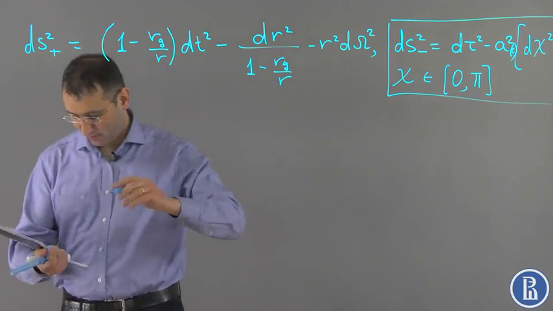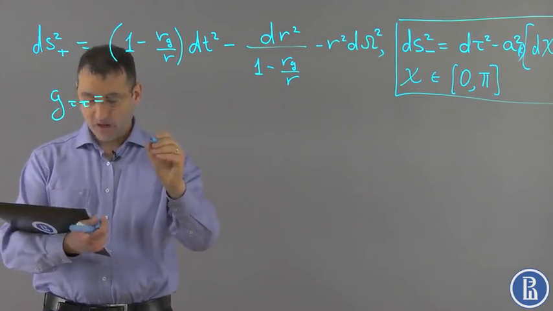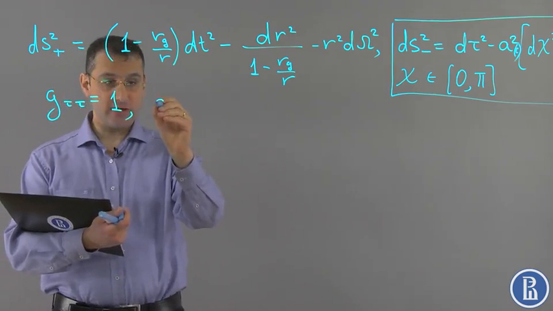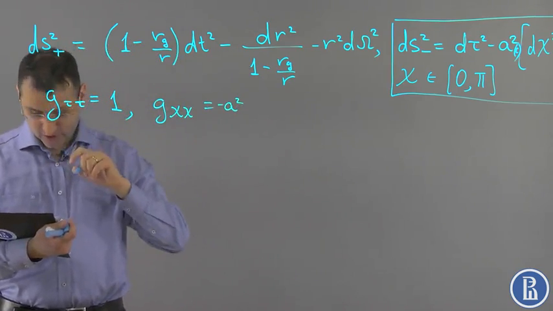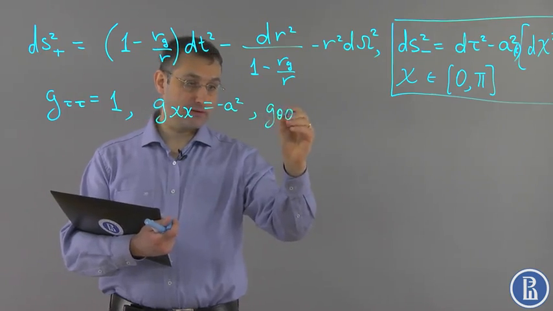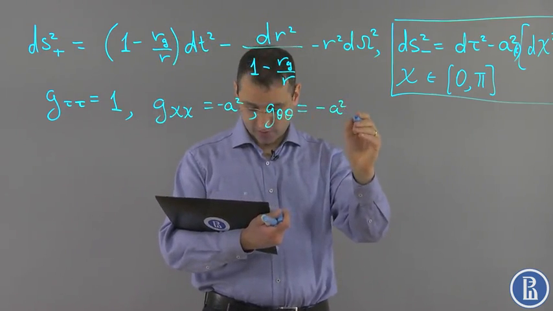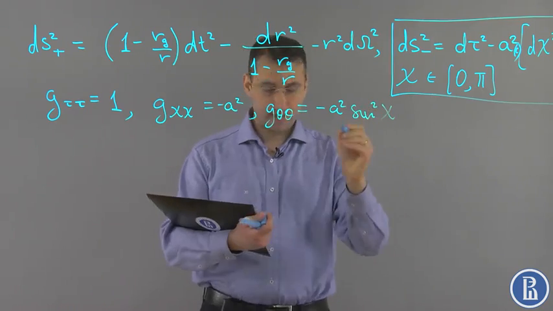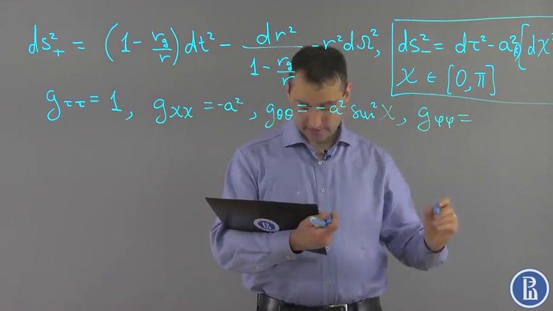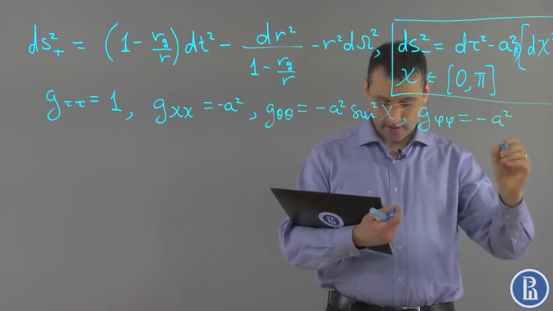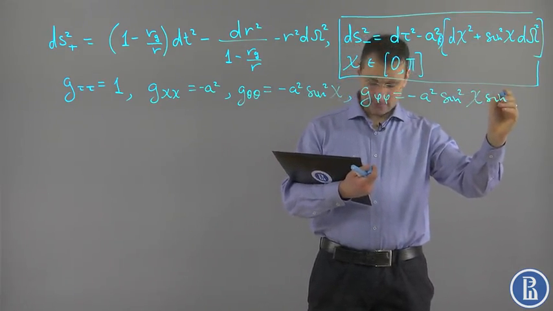So its metric components are: g tau tau is 1, obviously; g chi chi is minus a squared; g theta theta is minus a squared sine squared chi; and finally g phi phi is minus a squared sine squared chi sine squared theta.